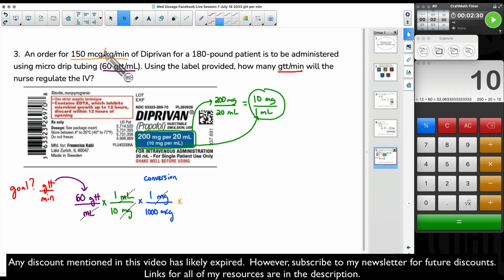150 micrograms per kilogram per minute. The way I handle the double slash, I'm going to put the 150 micrograms at the top. Now, why did I do that? Micrograms, see you later. They cancel out. But these other two words in the double slash, slash kilogram, slash minute, those two words, I put them together at the bottom.